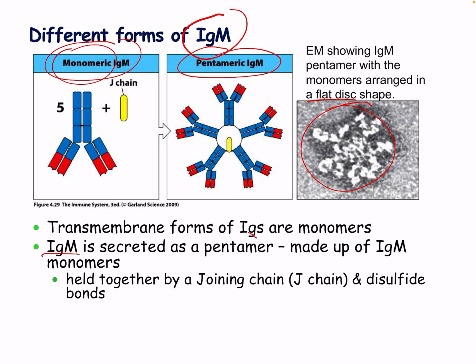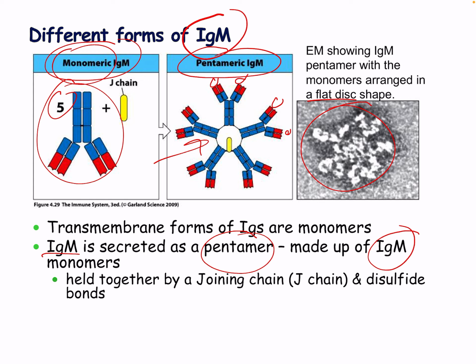IgM is secreted as a pentamer, though, and is made up of many IgM monomers. So it's basically just a bunch of these put together, 5. And this allows it to bind to many antigens at the same time. Well, the same antigen, but many at the same time. These are held together by a joining chain, or the J chain, we can see here, and disulfide bonds, which you can see here.